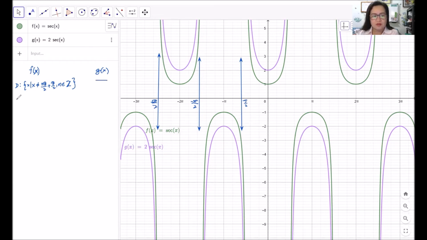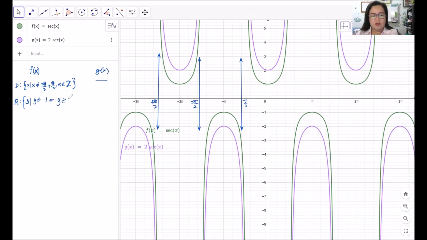Now, what about the range? The range of secant x is the set of all y such that y is less than or equal to -1, or y greater than or equal to +1.